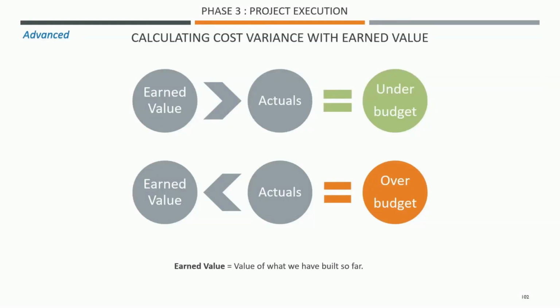So if the earned value of what we have built so far is greater than the actuals, then you are under budget. When the earned value is smaller than your actuals, then you are over budget. You didn't get what you paid for, in a way.